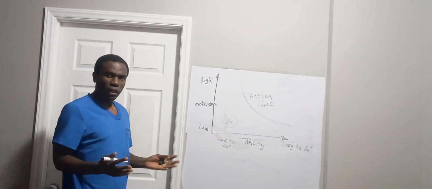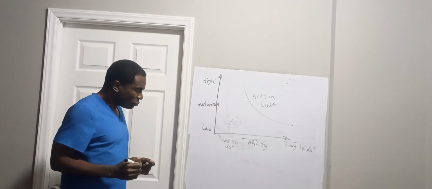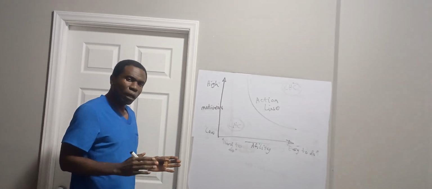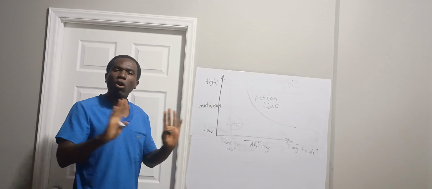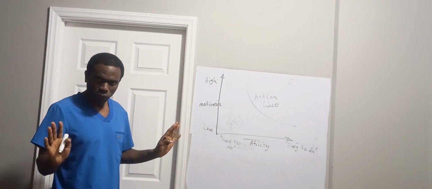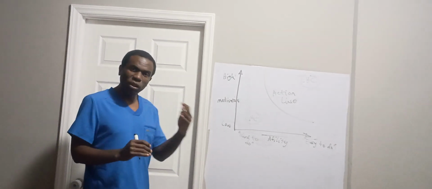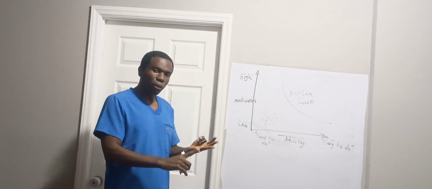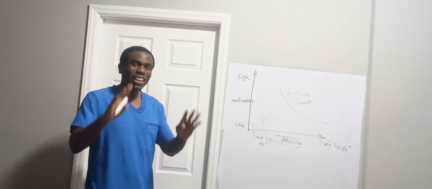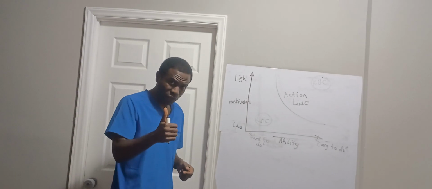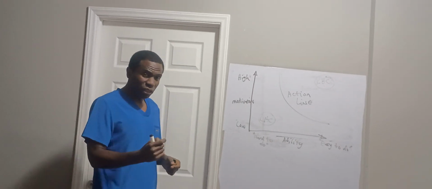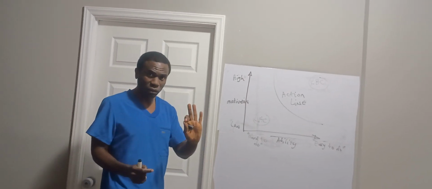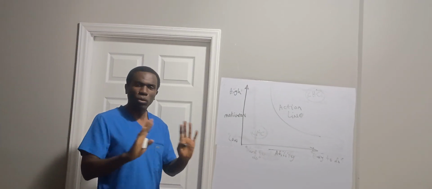Okay, now, let's summarize. In summary, this model applies to all behaviors. All behaviors. Therefore, for a behavior to happen, motivation, ability, and prompt need to come together at the same moment. Which means if any of these three is missing, behavior will not occur.